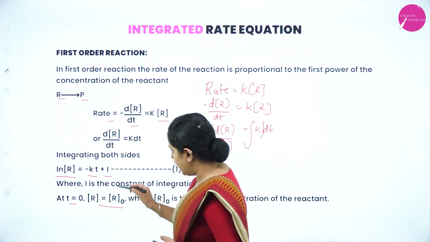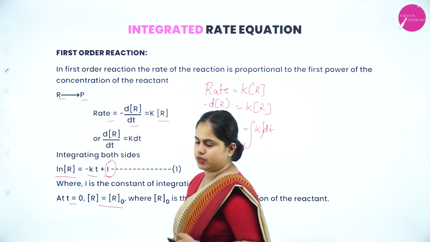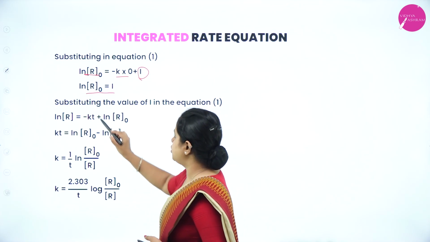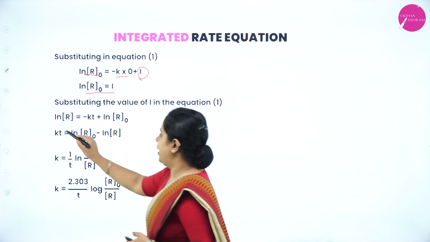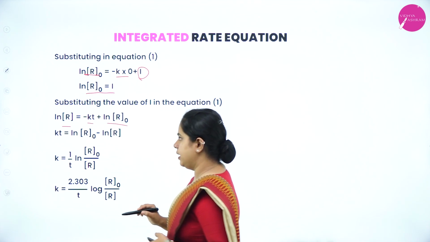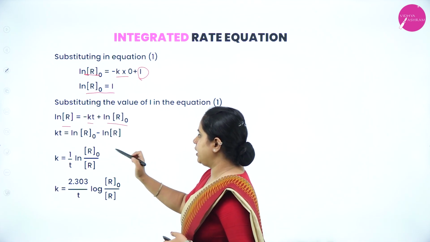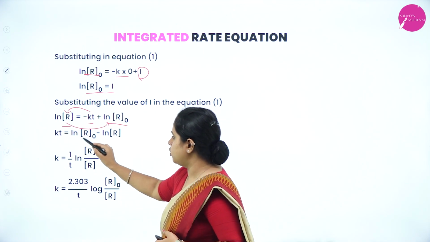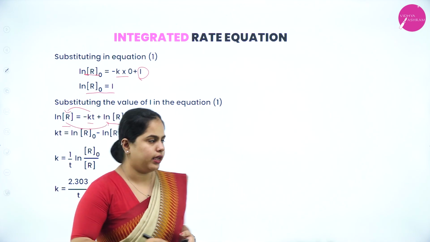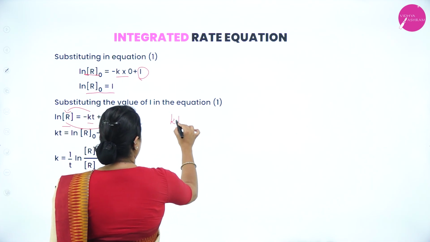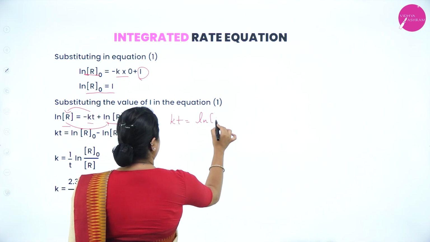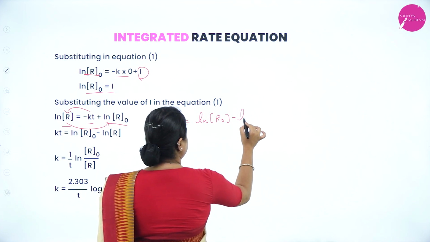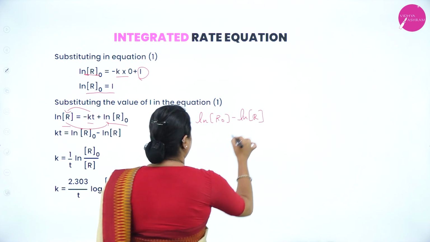Now we are again going to substitute in the first equation. In place of I, you will substitute ln R0. So ln R is equal to minus kt plus ln R0. Again you are just going to rearrange. You take the kt to this side and ln R to this side. So you will get kt is equal to ln R0 minus ln R. So you will get it like this.